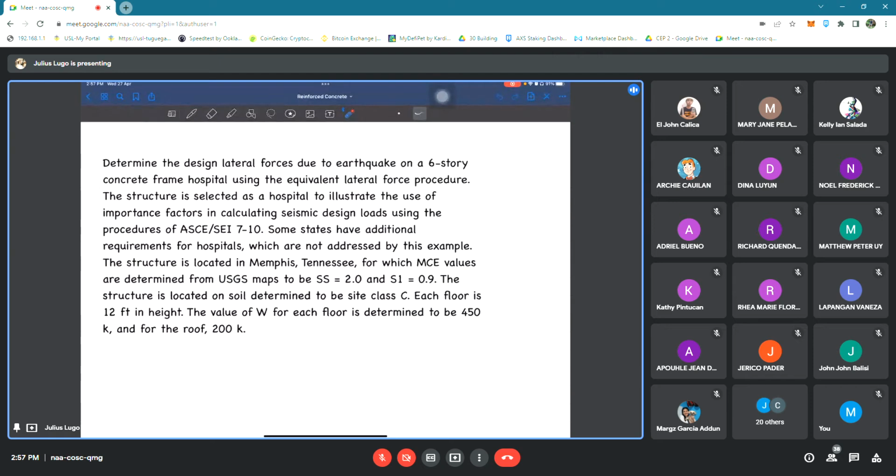Although we're using the 7-16, 7-10 and 7-16 guys, there's no difference between them. Okay? So some states have additional requirements for hospitals which are not addressed by this example. So the structure is located in Memphis, Tennessee, for which the maximum considered earthquake values are determined from the USGS maps to be SS equals 2.0 and S1 is 0.9. Then the structure is located on soil determined to be site class C.